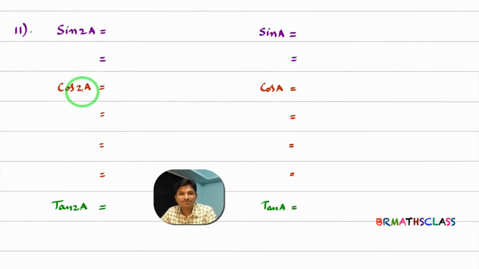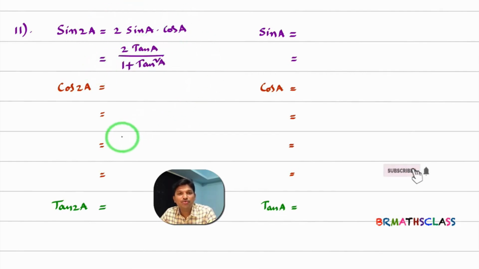Sin 2a formula. Actually, we will get the sin 2a formula from sin(a plus b) only. In place of b, if you write a, then you will get the sin 2a formula. Sin 2a is 2 sin a cos a. Most frequently used formula. And for sin 2a, we have two formulas. Another formula is in terms of tan: sin 2a is 2 tan a divided by 1 plus tan square a.